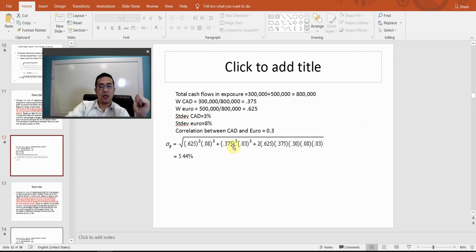If you plug into the formula, you will see that the 5/8, which is the weight of the euro cash flow, squared, times the euro risk squared, plus the Canadian dollar weight squared times the Canadian dollar risk squared. And you also have this interaction term. That's the weight of euro, weight of Canadian dollar, risk of euro, risk of Canadian dollar, and then the correlation coefficient, which is 0.03. Oh, sorry, this is 0.3. It's 0.3 that is the correlation, and 0.03 is the risk for Canadian dollar. And then your calculation will be very easy. It's just about putting the numbers in your calculator, and then you get the answer.